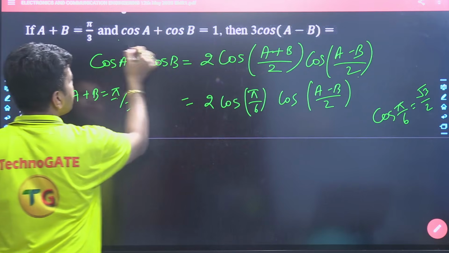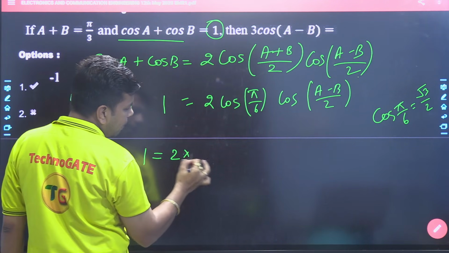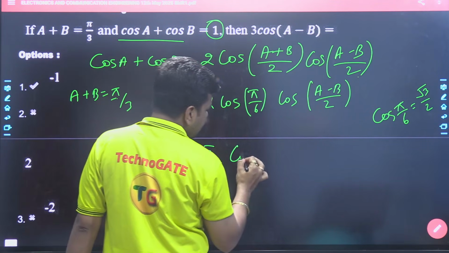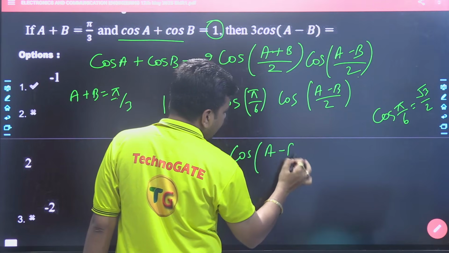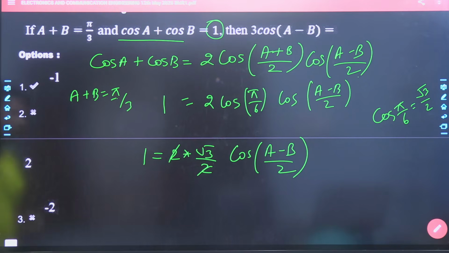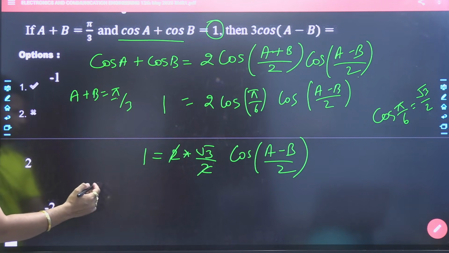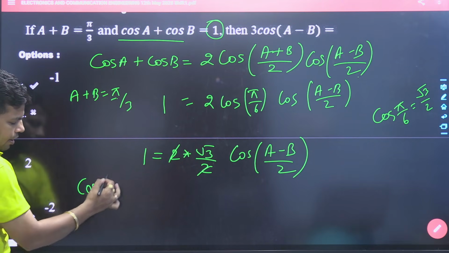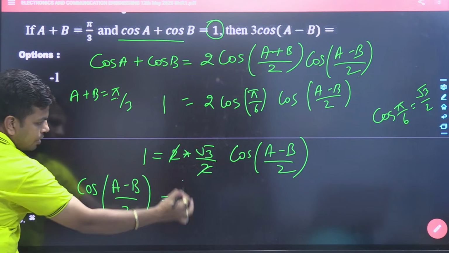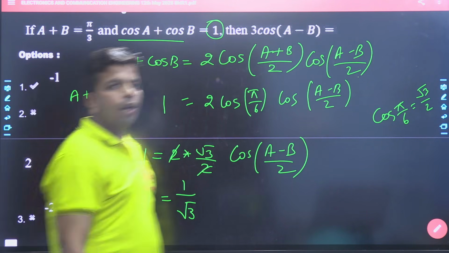As we know this equation is equal to 1, so 1 equals 2 multiplied by square root 3 by 2 times cos((a minus b) by 2). The 2s cancel out. Okay, so here we can say cos((a minus b) by 2) is equal to 1 by square root 3.